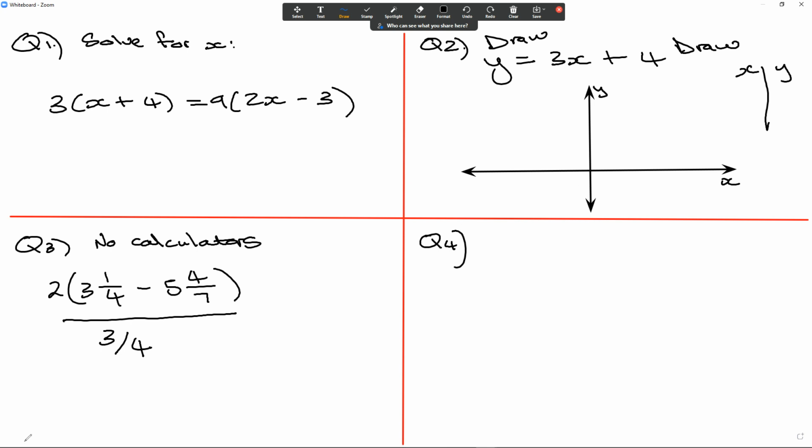Welcome everybody. We're doing random questions just to start off today. Some graphs, a little bit of algebra.